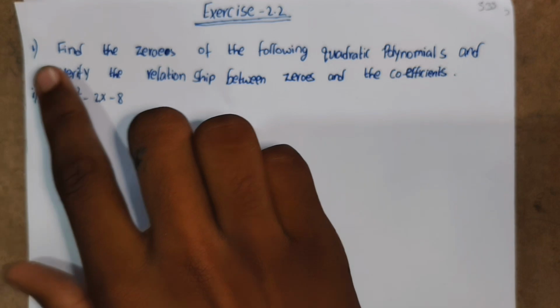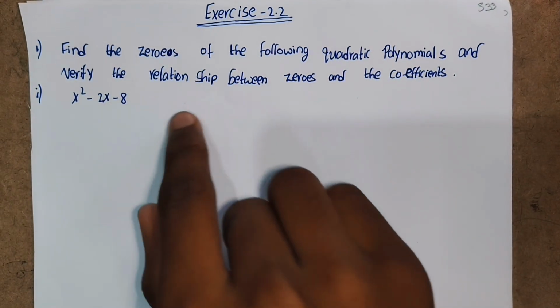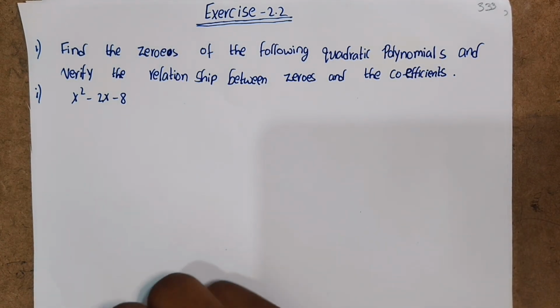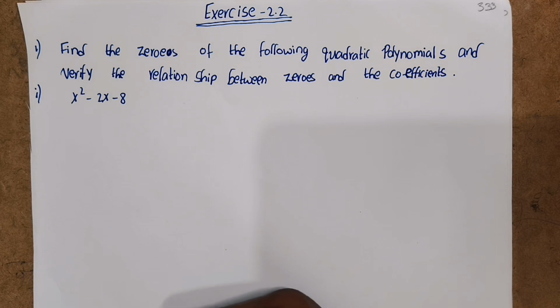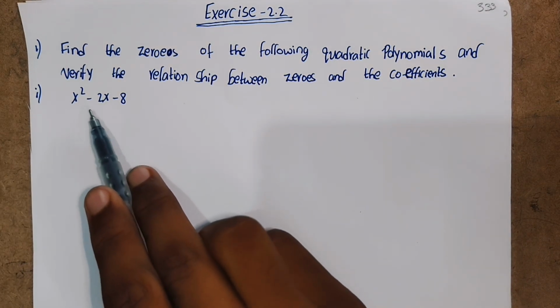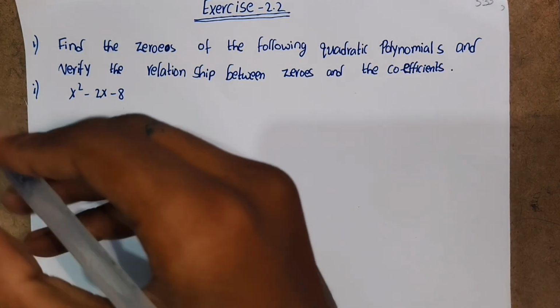First question. Find the zeros of the following quadratic polynomials and verify the relationship between zeros and the coefficients. It means we want to find the zeros of the given quadratic polynomials and verify the relationship between zeros and the coefficients, that is, sum of zeros and product of zeros. So the first question is x square minus 2x minus 8. I am going to solve it.